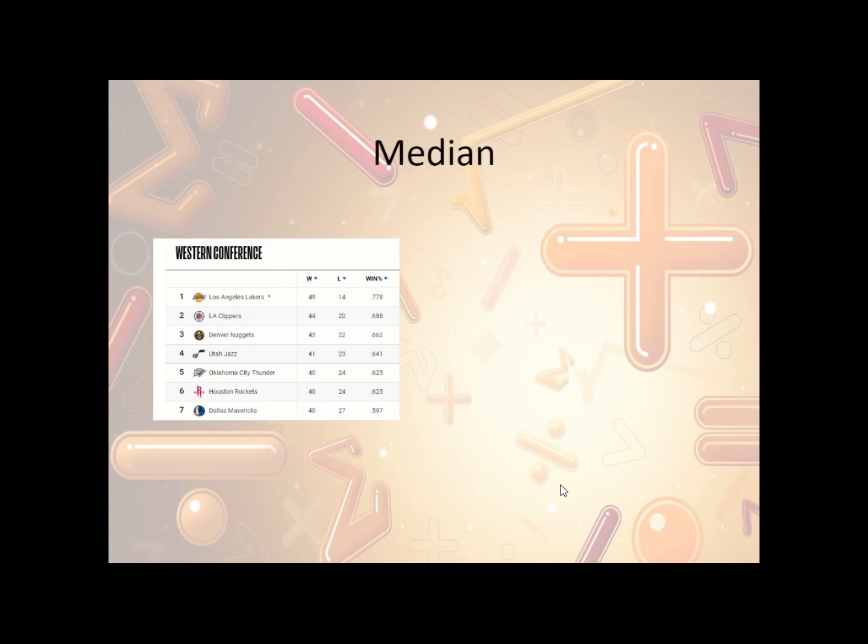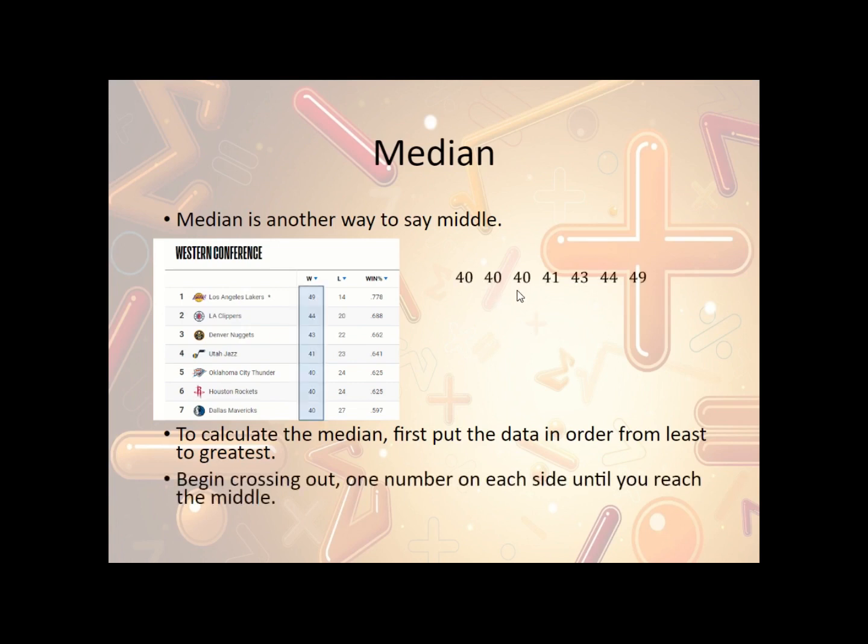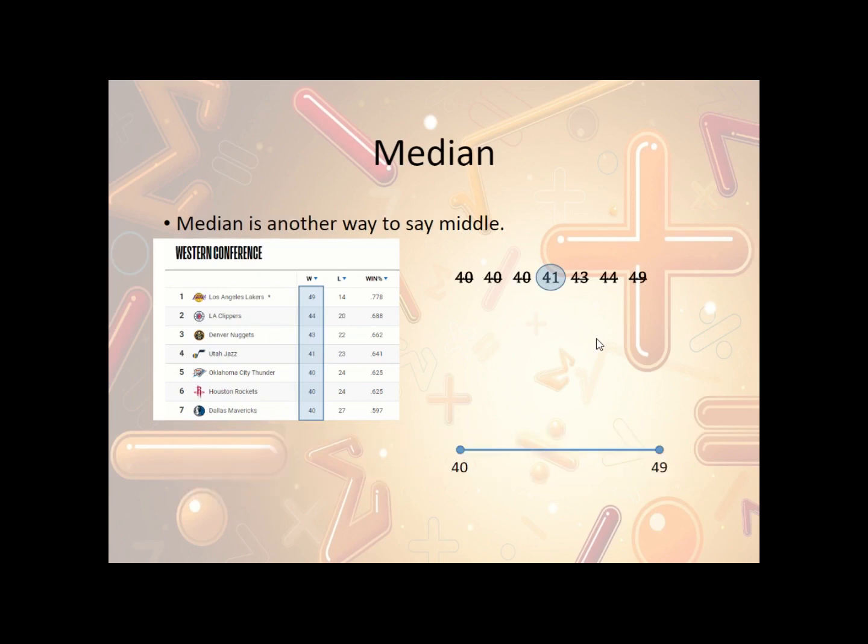Then we need to find the median. The median is the middle. Remember, in order to find the median, we're going to put them in order from least to greatest and then start crossing them out on each side until we get to the middle. So we have 40, 40, 40, 41, 43, 44, 49. We cross them out from each side. We cross out 40 and 49, 40 and 44, 40 and 43, and we're left with 41. So 41 is our median. We're going to go here to 41, which is somewhere over here, and we're going to draw a little line right there to say that that is our median.